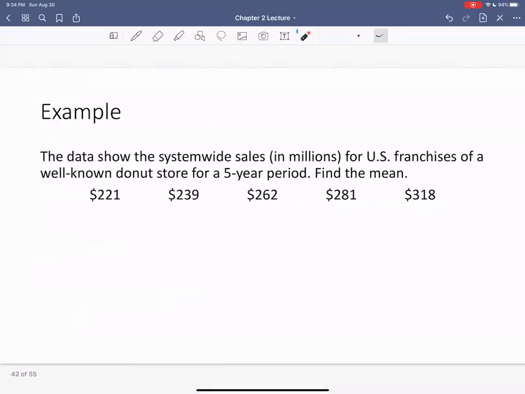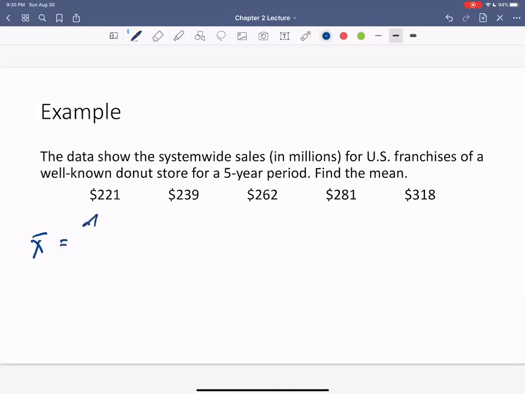So here is our first example. The data show the system-wide sales in millions for U.S. franchises of a well-known donut store for a 5-year period. Find the mean. Okay, so it shows the system-wide sales for U.S. franchises of a well-known donut store for a 5-year period. So we are taking a sample of all of the donut stores. So we know we're going to be using sample. In our case, it's x bar.